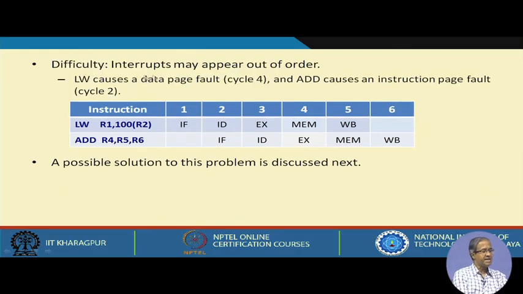The second difficulty is that interrupts may appear out of order. Let us take another example. The first load instruction may be having a page fault here in mem, and this add instruction can have a page fault in IF. So, it is out of order. For out of order interrupts, that means the earlier instruction is generating an interrupt later, and the later instruction is generating an interrupt earlier. So, a possible solution to this we will be just discussing briefly.